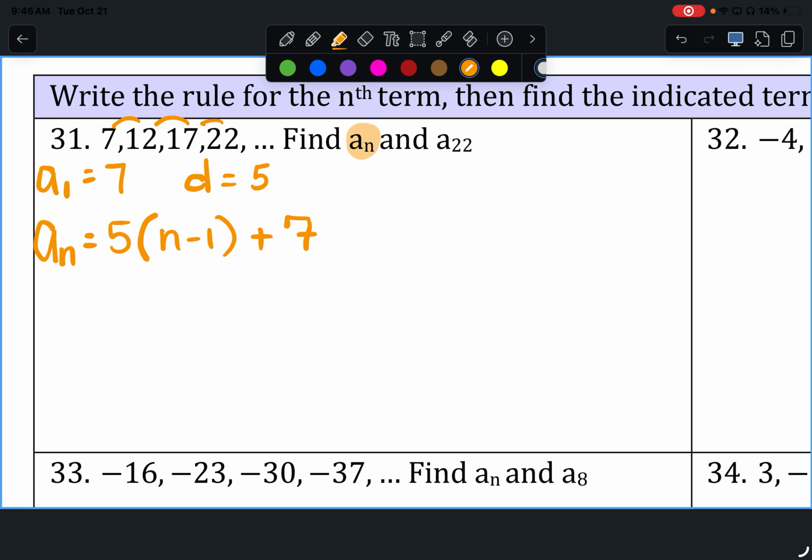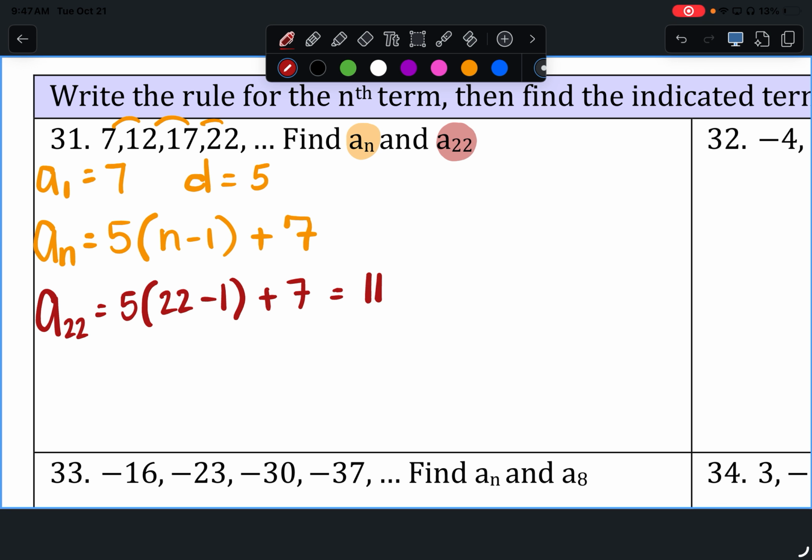Then what does it ask us to find? The 22nd term. So we're going to plug in 22. So 5 times 22 minus 1 plus 7. What is that? Use your calculator. What was that? 112? That works for me. Is that what everybody else got?